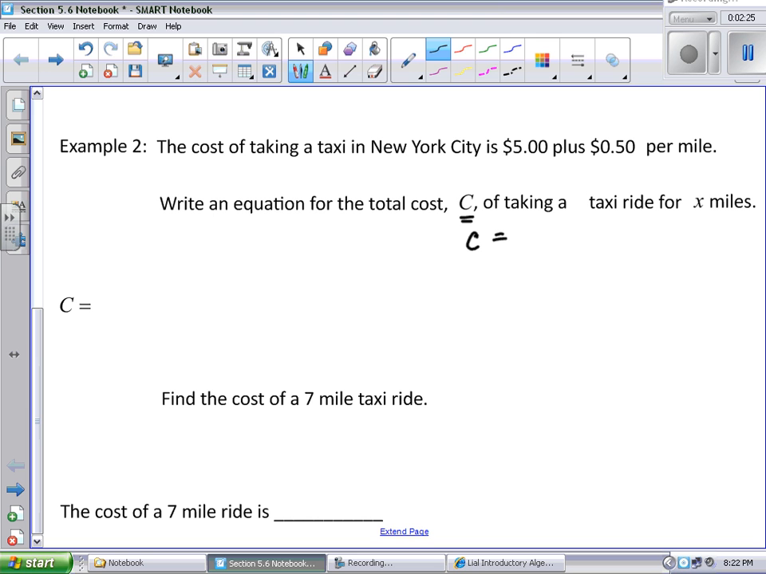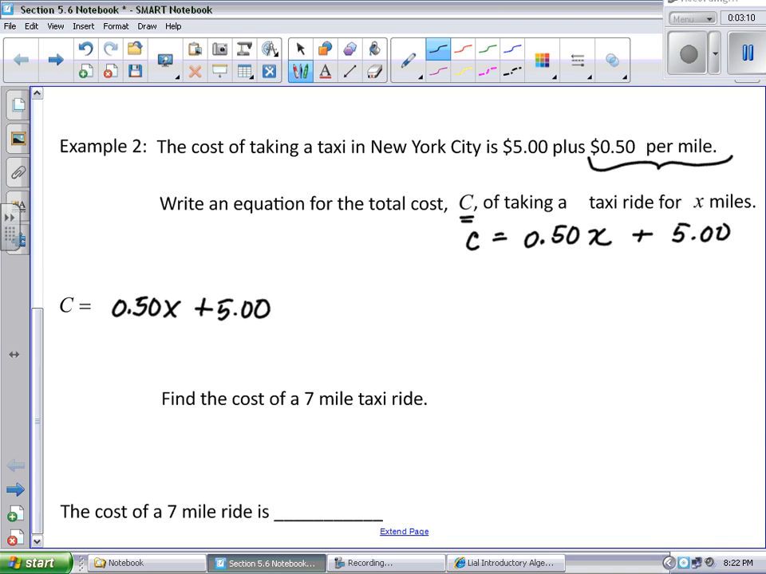Here the variable cost is per mile. That's the thing that's going to keep changing as you go on your ride. 1 mile, 50 cents, 2 miles, $1, 3 miles, $1.50. That's the variable part. So that's our slope, our rate of change. 0.50x, because we're saying for x miles, plus our fixed cost, or the cost just to ride that taxi, is $5. So cost function C equals 0.50x plus 5.00.